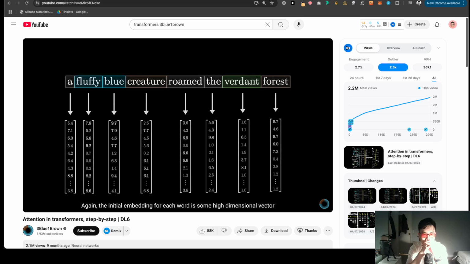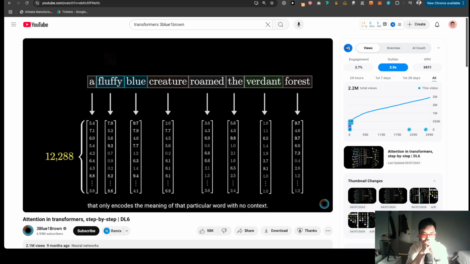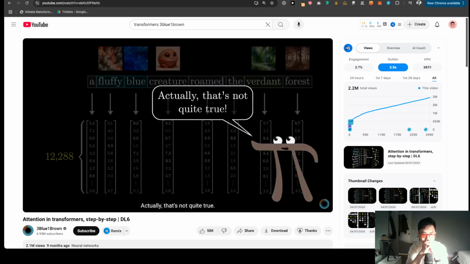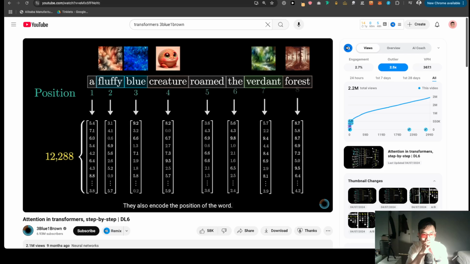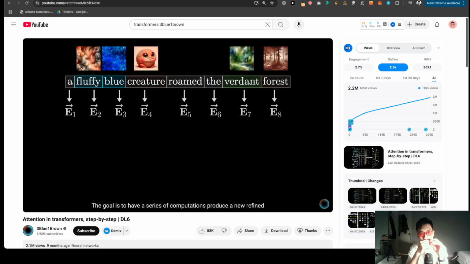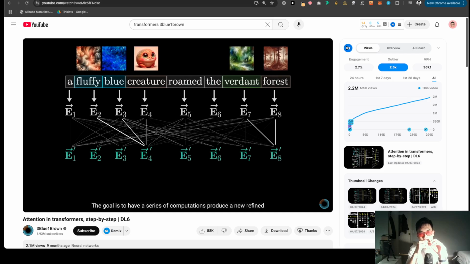Again, the initial embedding for each word is some high-dimensional vector that only encodes the meaning of that particular word with no context. Actually, that's not quite true. They also encode the position of the word. There's a lot more to say about the specific way the positions are encoded, but right now, all you need to know is that the entries of this vector are enough to tell you both what the word is and where it exists in the context. Let's go ahead and denote these embeddings with the letter E. The goal is to have a series of computations produce a new refined set of embeddings, where, for example, those corresponding to the nouns have ingested the meaning from their corresponding adjectives.